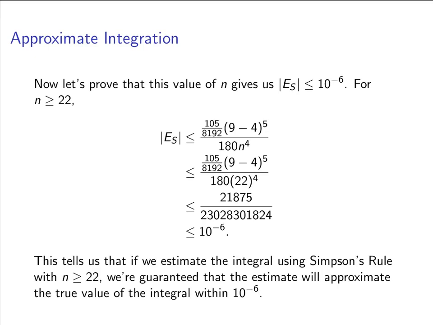So now we've proven that if we estimate the integral using Simpson's rule with n bigger than or equal to 22, we're guaranteed that the estimate will approximate the true value of the integral to within 10 to the minus 6. Okay, that's all for now.